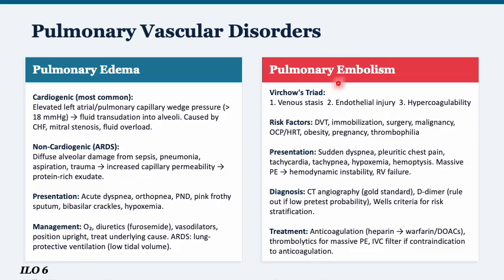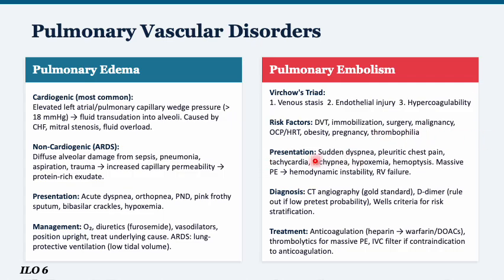So we'll jump into talking about the pulmonary embolism. There's a triad that goes with that as well, the Virchow's triad, where you'll have venous stasis, endothelial injury, and hypercoagulability. Risk factors include having a current or previous DVT, immobilization, surgery, malignancy, hormone replacement therapy, or oral contraceptives, pregnancy, and thrombophilia.